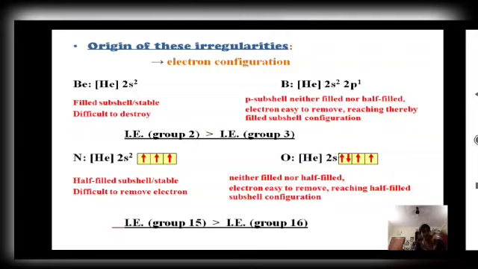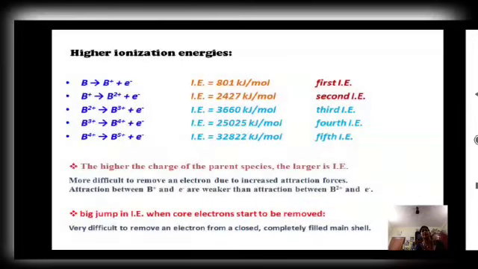Whereas boron has a lower ionization energy in the periodic table. It has a p subshell that is neither completely filled nor half filled. So it is very easy to release this one electron available in the p orbital. And these are some examples, nitrogen and oxygen and so on. As I said, these are the indications of different ionization energies.